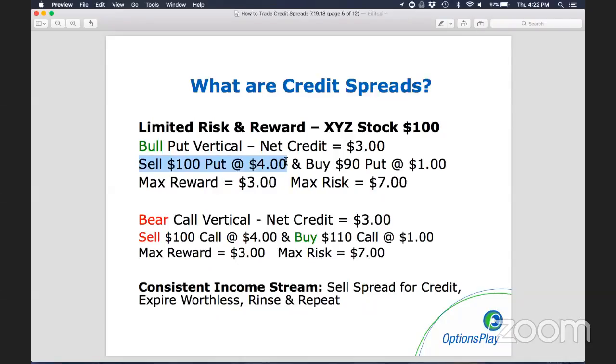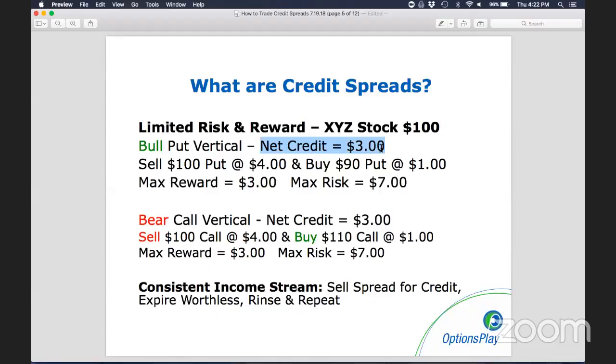So one of the ways to both mitigate the amount of capital you need to put up to generate this income and to limit your risk is to simply buy a lower put, a $90 put. Maybe that put will cost you, let's say, $1. So that $90 put costs you $1. So you're bringing in $4. You're paying $1 to buy that $90 put. That brings your net credit to $3. So you're receiving a $3 credit by selling this put vertical.